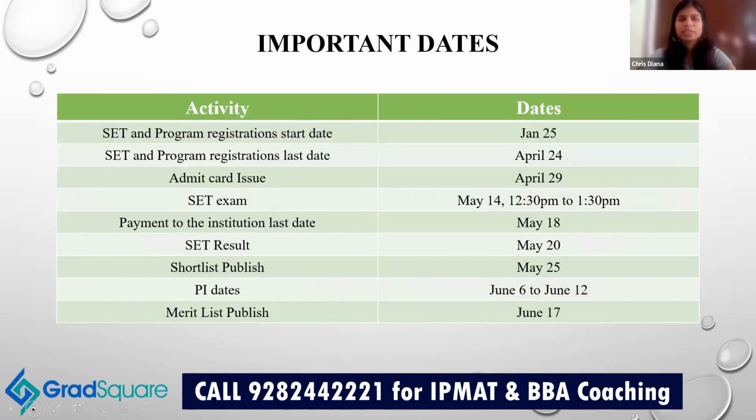Now, the important dates. First of all, the SCT registrations and also the program registrations. Now, what do I mean by program registrations? See, if you want to apply for BBA under SCMS Nagpur, then you will have to go and select the program also, and you will have to apply to that particular institute also. So you have to separately apply for the institute, and you have to separately apply for the SCT exam. Okay, so both are two different registrations.